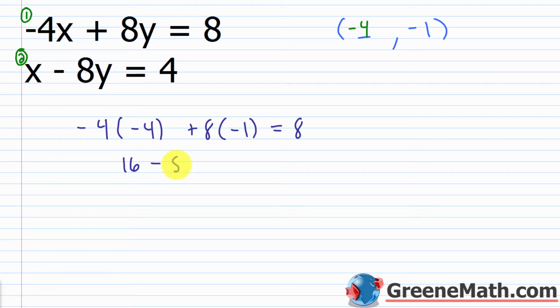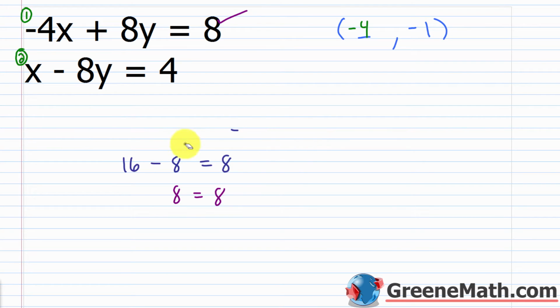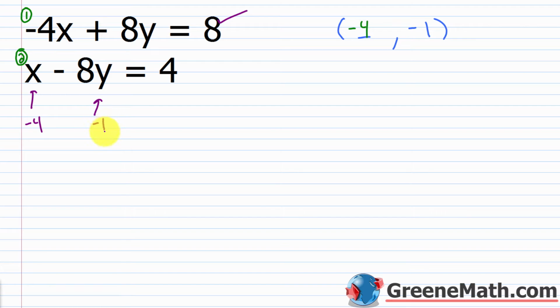So 16 minus 8 should equal 8, and of course it does, right? You get 8 equals 8. So this works out. Let's erase this now. So I have x minus 8y equals 4. So I'm going to plug in a negative 4 for x, and I'm going to plug in a negative 1 for y.